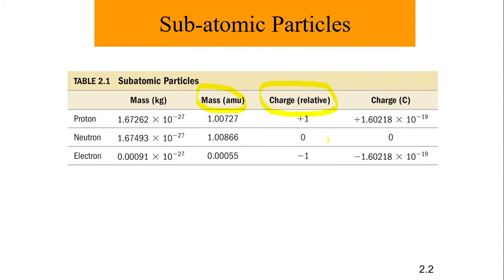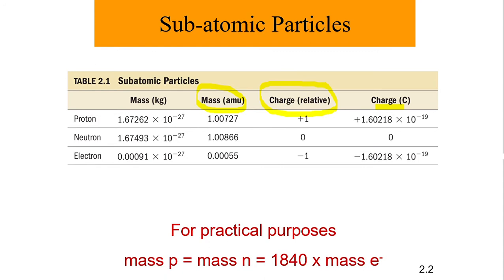And if we were to need to change into actual units of charge, we can always convert them using the actual conversion here of the charge in coulombs. For practical purposes, let's say that the proton and the neutrons are almost about the same mass, and they are about 1800 times the mass of an electron.